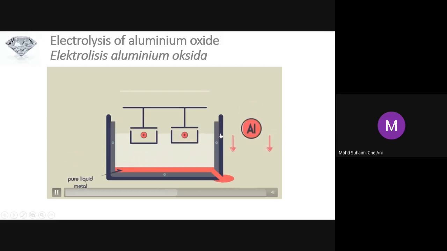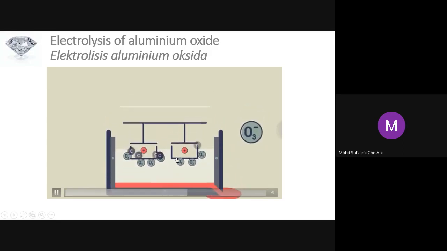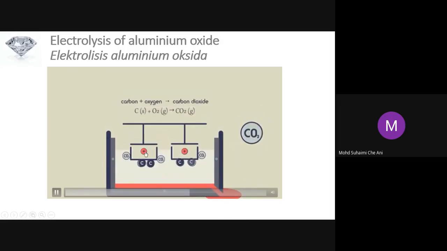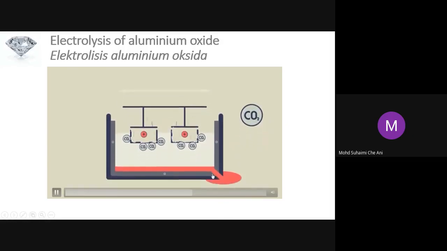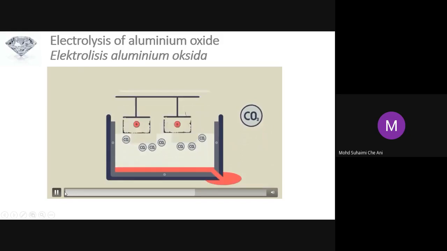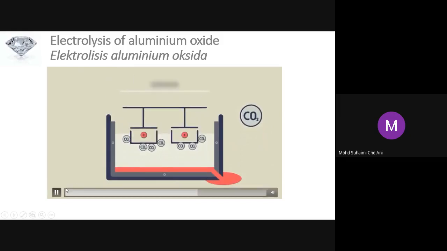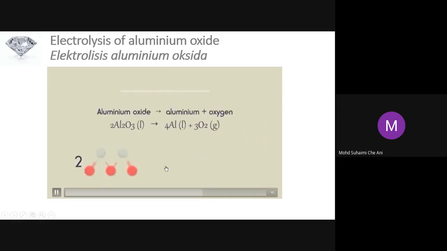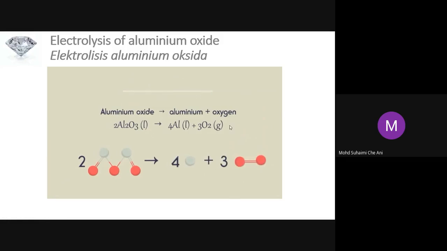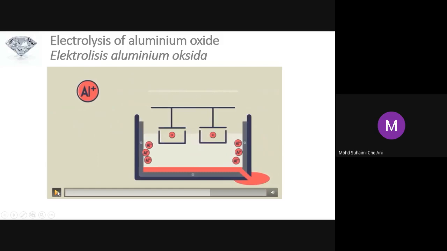But then you just collect it, because aluminum is denser, you collect it in this area. While oxygen ions will go to the positive terminal to become carbon dioxide. Okay, so this is about the electrolysis. But this one is a very expensive method. So that's why aluminum is a little bit expensive. Okay, this one is for aluminium.